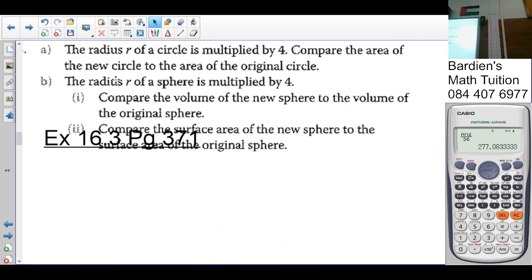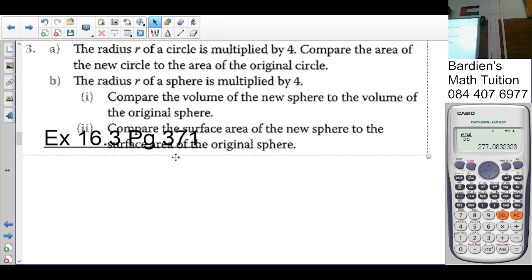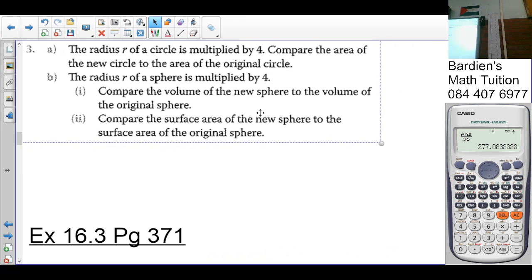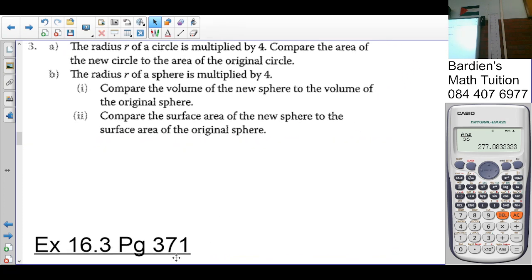Let's do number 3. Give everyone a few minutes to do number 3. Okay, good. Right, here we go.